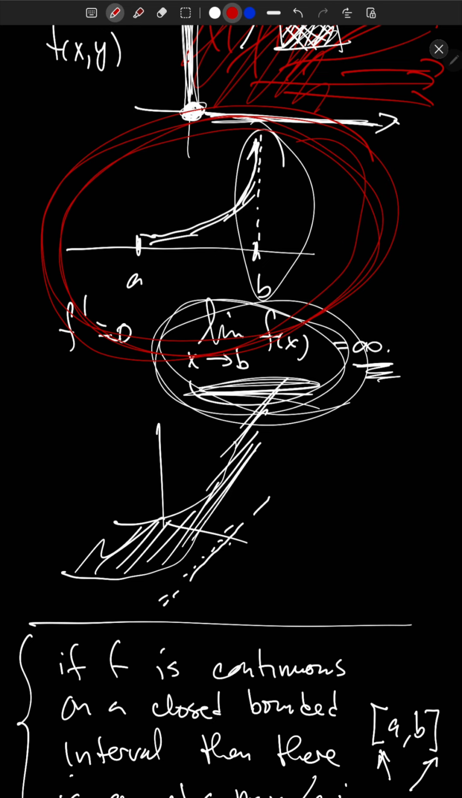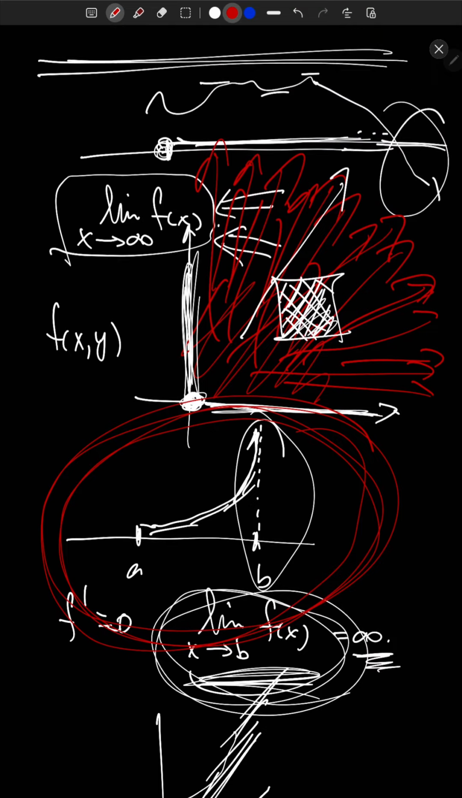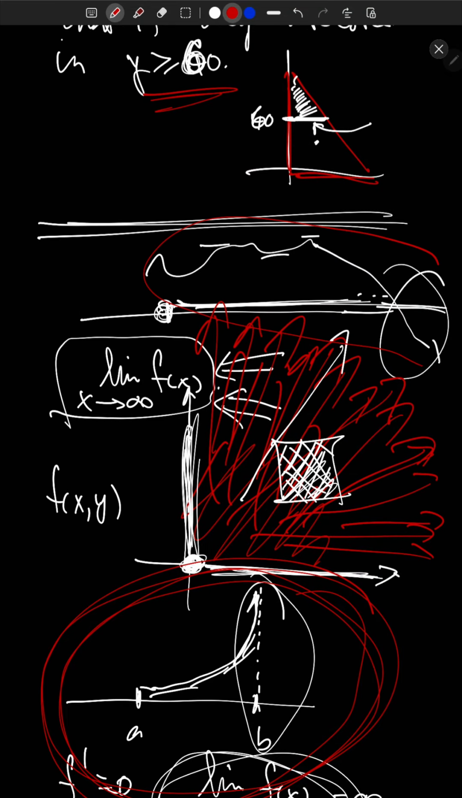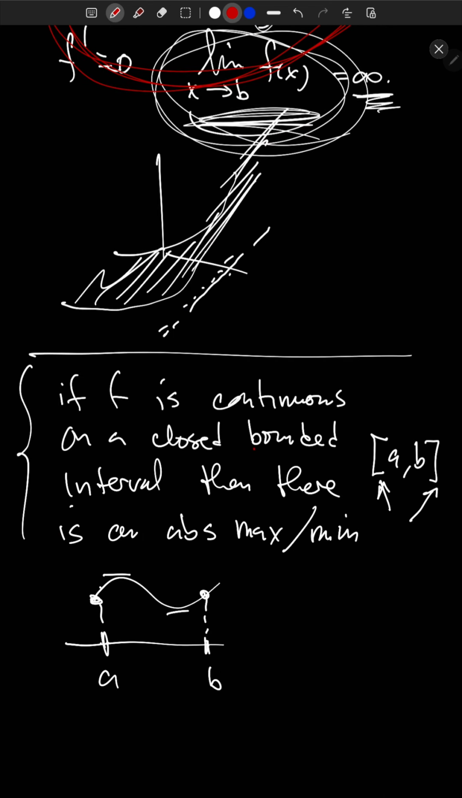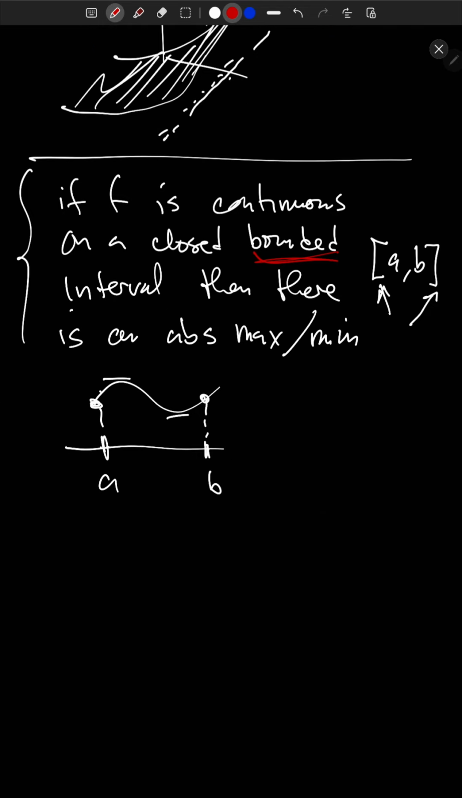Our first one variable situation is not covered here because b is infinite, right? I'm talking about a bounded region, so b cannot be infinite, a cannot be infinite. So if you're looking at a region like this, including a, including b, and f is continuous on this region, there for sure is an absolute max or min. That was one variable. Two variable, what's the situation?